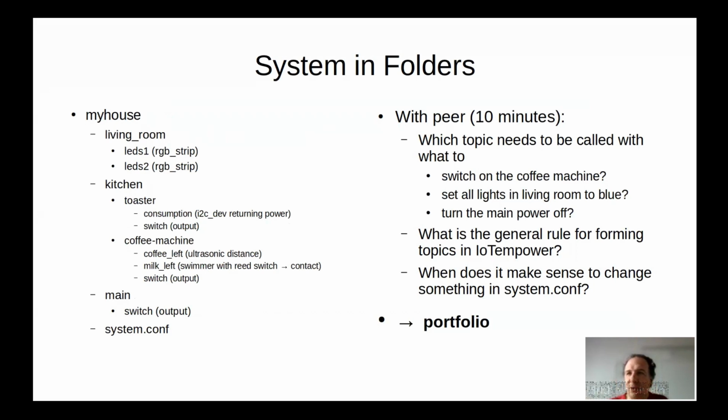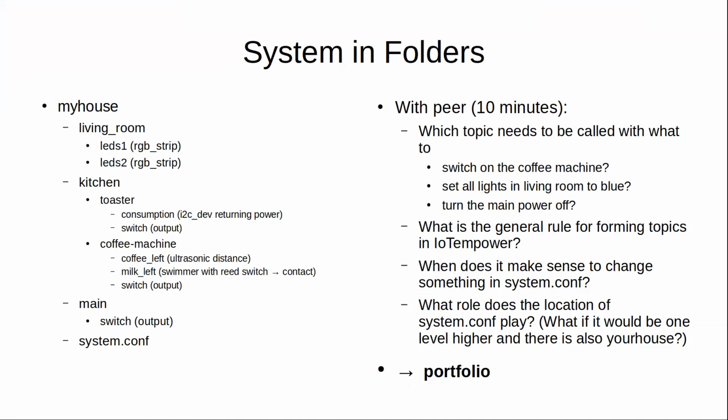So now with your peer, figure out what are the topics. If you have this folder structure, what are the topics that would be created? Where do I need to send something with MQTT to switch on the coffee machine? Where do you have to send something and what, to set all lights in the living room to blue? And where do I have to send something to turn the main power off? And then, when you think about that, what is the general rule for forming these topics? I think the last question you can already answer. But definitely work on the first 2 questions for 10 minutes, and then let's discuss how topics work. It's not hard, but it's a little bit funny to wrap your head around.